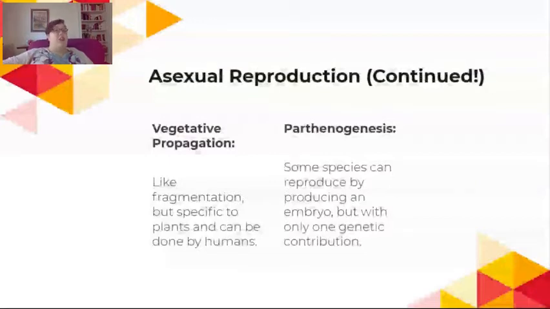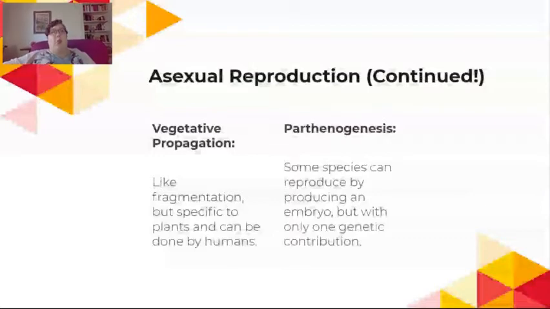We can have vegetative propagation, which is similar to fragmentation, but specifically happens in plants. So a new organism can fall off of the parent organism. We can also do this as humans. You can take a clipping from a plant and grow a whole new plant from it.